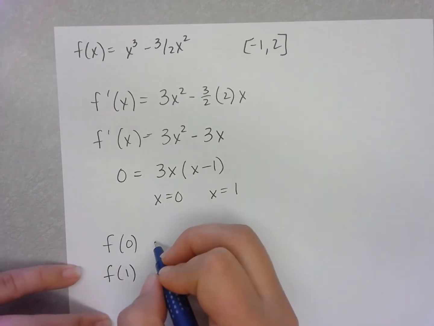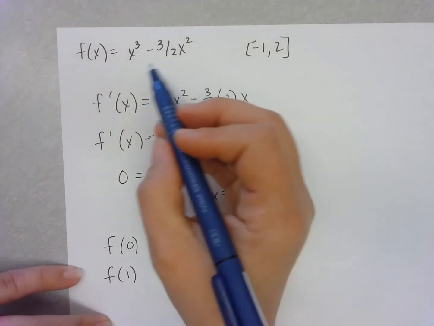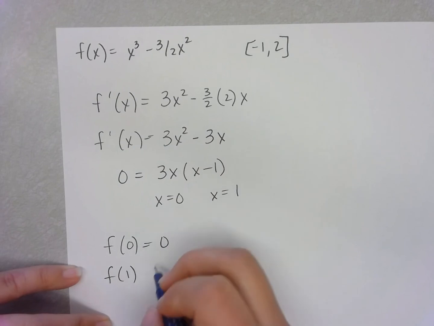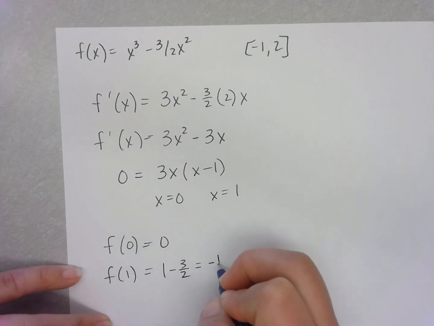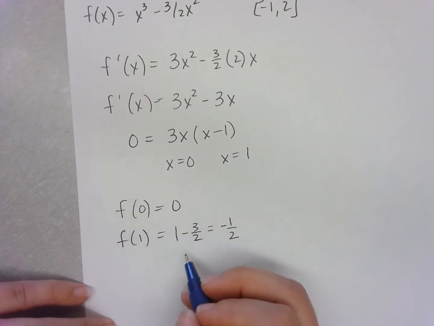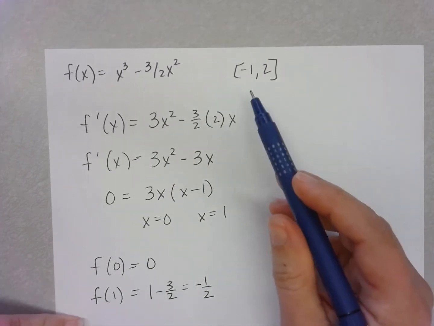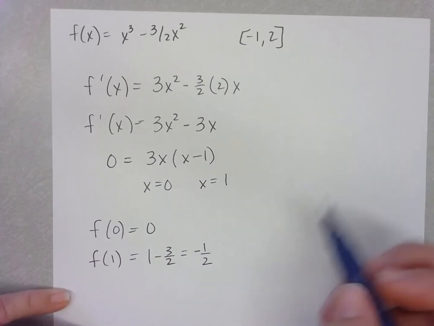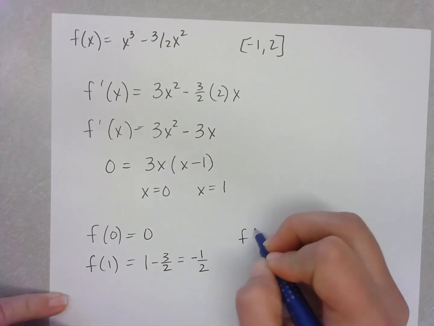So when I plug in 0, I get out 0 because I have 0 in both. When I plug in 1, I'm going to get 1 minus 3/2. And I end up with negative 1/2 here. So now the endpoints, right? Because my min or my max could come on the endpoints just because of the way I cut my graph off. So I'll do f of negative 1 here.